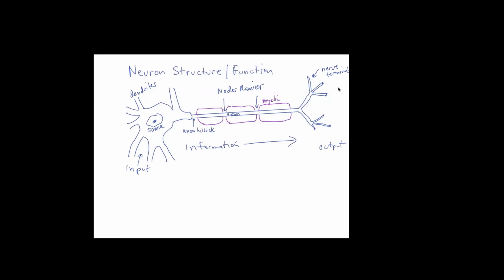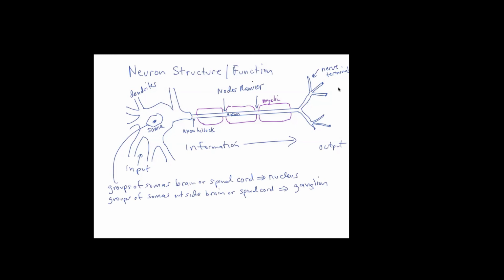Now, we also can define a couple of other things. When we have somas that are found in the spinal cord or brain, so we have groups of somas or cell bodies in the brain or spinal cord, we call that a nucleus. Plural, if there's many of these nucleus, we call that nuclei. And then if there's groups of somas outside the brain or spinal cord, we call that a ganglion, that's singular, or plural, that's ganglia.